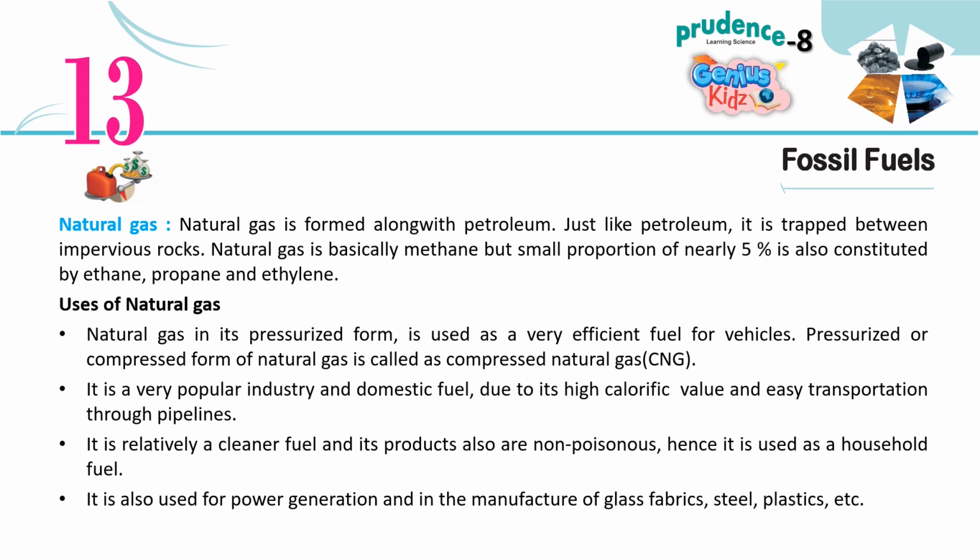Uses of natural gas. Natural gas in its pressurized form is used as a very efficient fuel for vehicles. Pressurized or compressed form of natural gas is called compressed natural gas, CNG. It is a very popular industry and domestic fuel due to its high calorific value and easy transportation through pipelines. It is relatively a cleaner fuel and its products also are non-poisonous, hence it is used as a household fuel. It is also used for power generation and in the manufacture of glass fabrics, steel, plastics, etc.